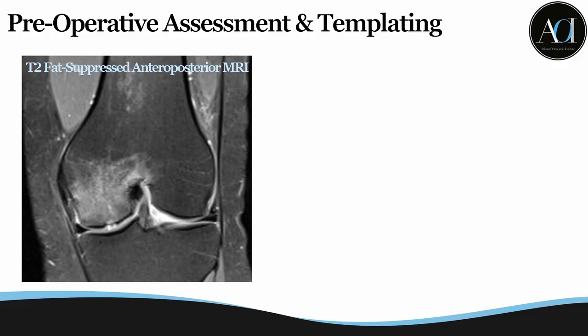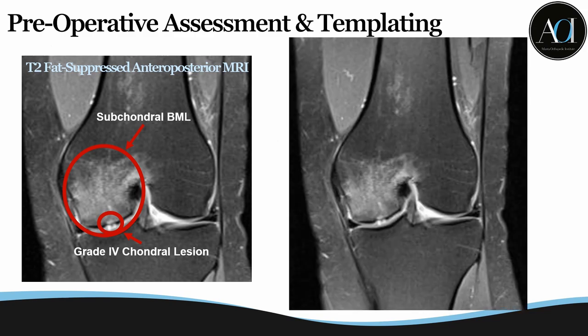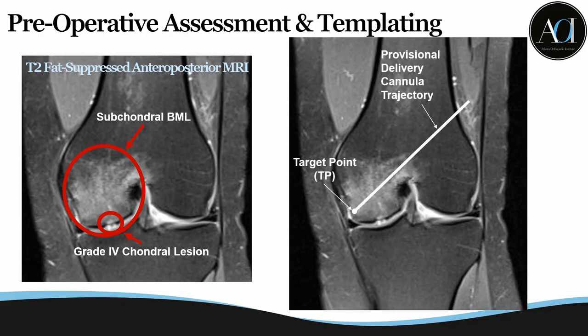Step 1 is preoperative assessment of the lesion on a fat-suppressed T2 MRI. This includes noting the borders and associated articular pathology. Following this, the desired position of the delivery cannula within the bone marrow lesion is templated. The terminal point of the cannula is called the target point. The vertical distance from this point to the articular surface identifies the arthroscopic reference point. The tip of the localizing probe will be placed at this point during arthroscopy.